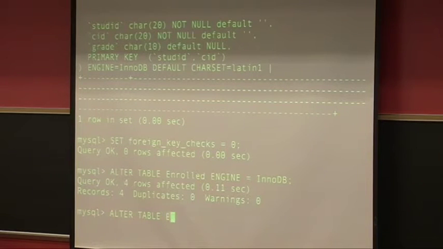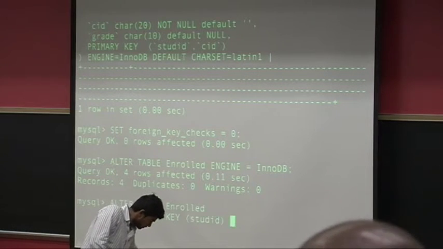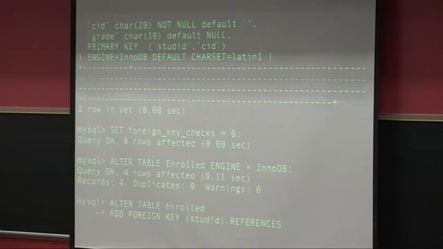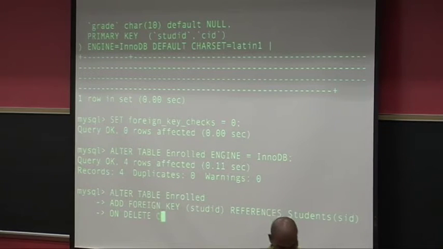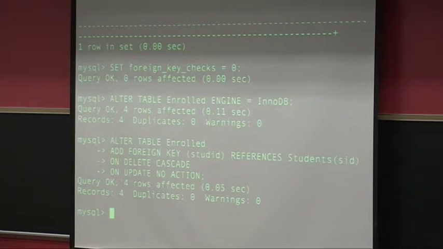To do that, we also do alter table, and you put the table name, okay, the one you want to modify. Then you say, I want to add foreign key. Okay, then just type the same thing that you would do for setting foreign key when you're creating table. Okay, and here are the options that we do for both delete and update. Once you hit enter, you will see that the query is okay, and the four rows that are stored in the table are affected.